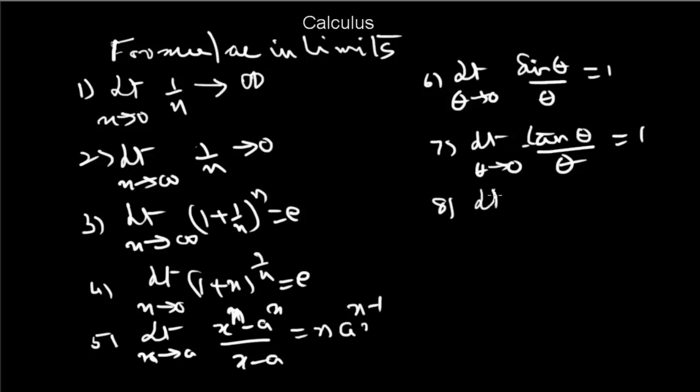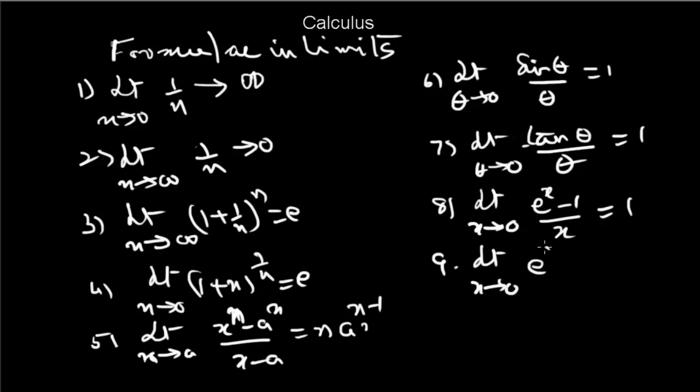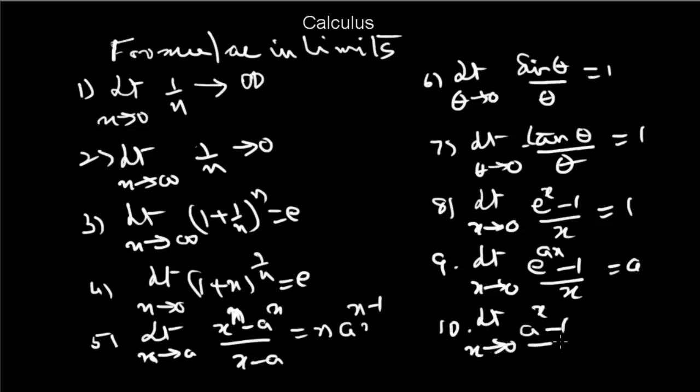Number 8, limit x tending to 0, (e power x minus 1) by x is equal to 1. Number 9, limit x tending to 0, (e power ax minus 1) by x is equal to a. Number 10, limit x tending to 0, (a power x minus 1) by x is equal to log a. In general, we don't write the base e, but here it is log a to the base e only.